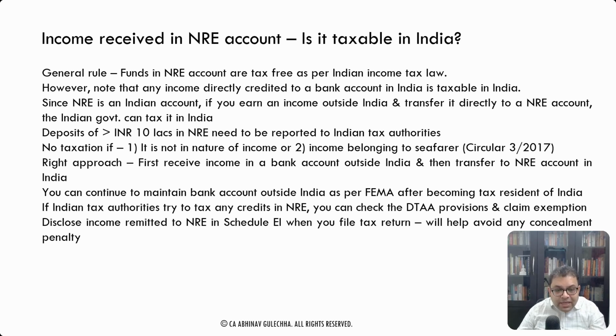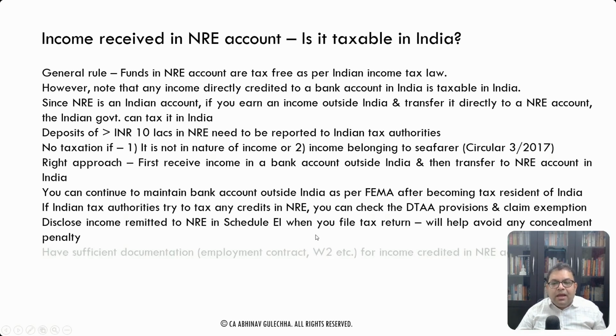You have a reason to say that, okay, I was not aware of this provision, because it's still a gray area, right? But at least I declared the income in Schedule EI. So the concealment penalty, which is much more than a normal penalty, they cannot levy, right? So this is something that you can explore. Go in Schedule EI and aggregate income, just disclose it, and you can mention that it is income earned outside India.